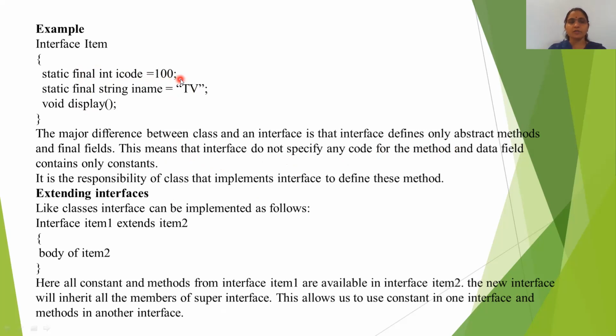You cannot change it because you are declaring that particular variable as final, meaning a constant. Now, it is the responsibility of the class that implements the interface to define this method. See here, in the example, I have declared the method display but not defined it. So, who will define this method? The class which implements this particular interface will define the method.